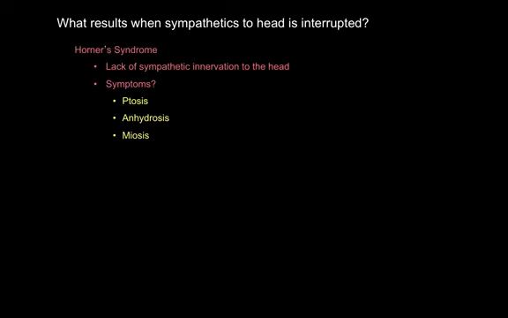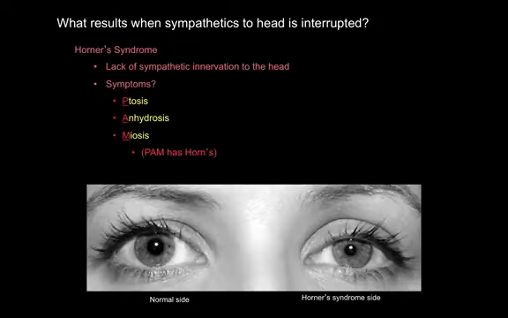So what results when sympathetics to the head is interrupted? Well, Horner syndrome, a lack of sympathetic innervation to the head. Symptoms: ptosis, anhidrosis, miosis. What does that mean? Well, first, ptosis, the eyelid is droopy on the Horner syndrome side.